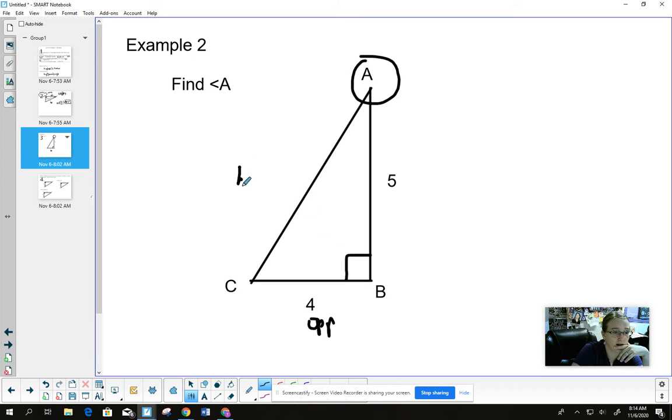Across from the 90, that's our hypotenuse. And therefore, 5 is the adjacent. Now, once again, the only reason why I labeled this side is because it might help us figure out what this is. Across from our angle is opposite. Across from the 90, hypotenuse. Adjacent is the one left over.